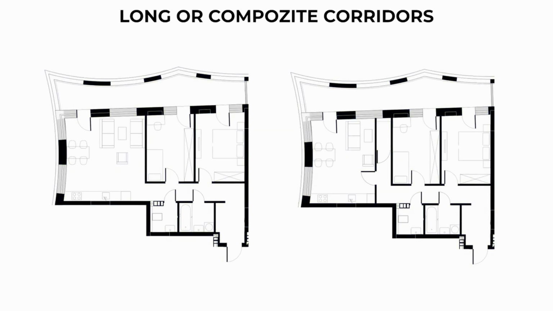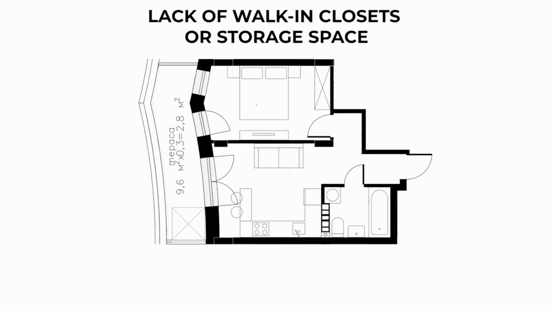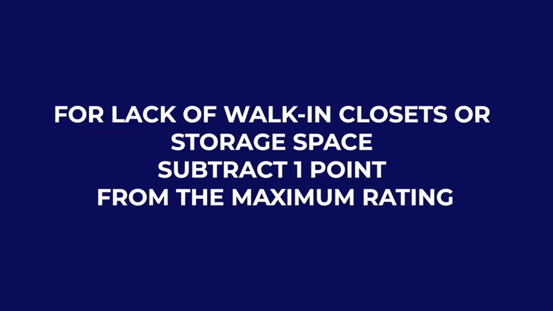The next factor is long or composite, for example, L-shaped, D-shaped corridors. Apartments with minimum corridor space are perceived by clients as ideal. For this factor, subtract 1 point from the maximum rating. The next factor is the lack of walk-in closets or storage space. Subtract 1 point from the maximum rating.